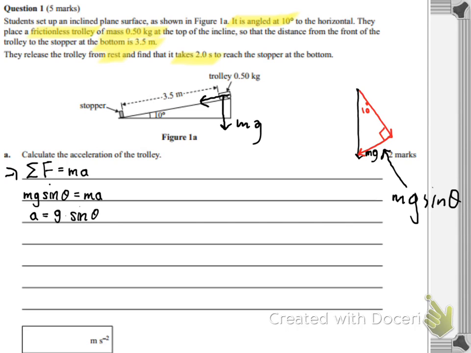And acceleration can easily be worked out as gravity times sine of theta. Now let's plug in our values. Gravity is 10, theta is 10 degrees, and we'll plug it in and calculate, and we're going to get 1.74.